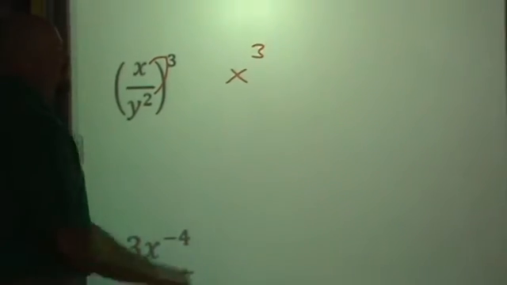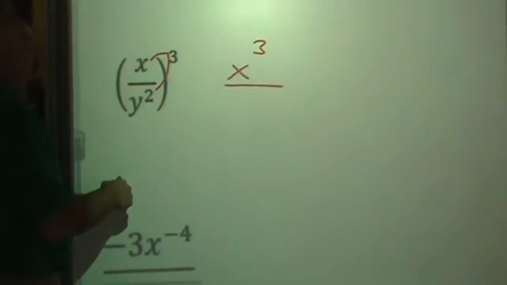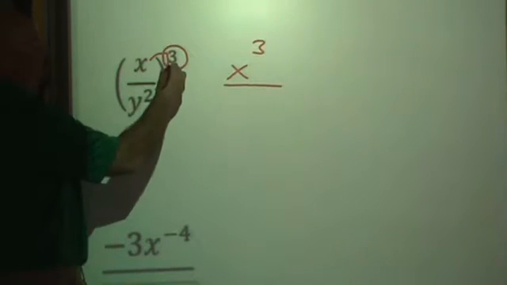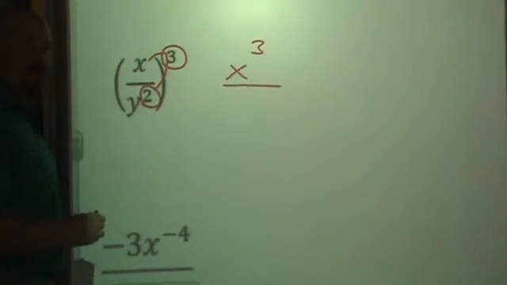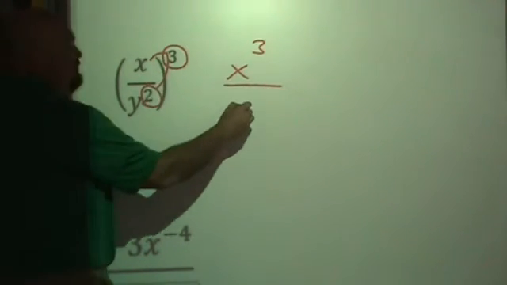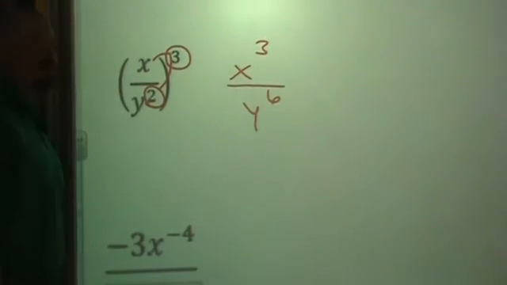So this is x cubed over, and remember when you have powers of powers, so when you have an exponent for an exponent, which is the case here, we multiply those. So we're taking 3 times 2, and that's giving us y to the 6th power.